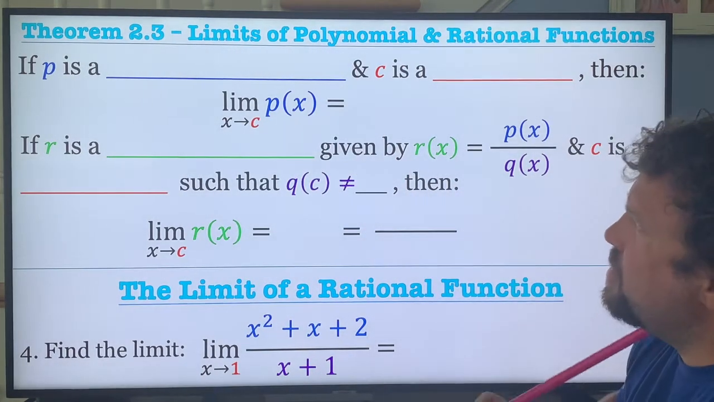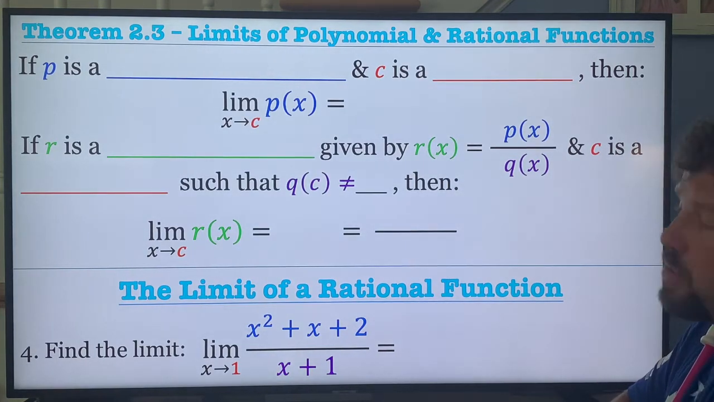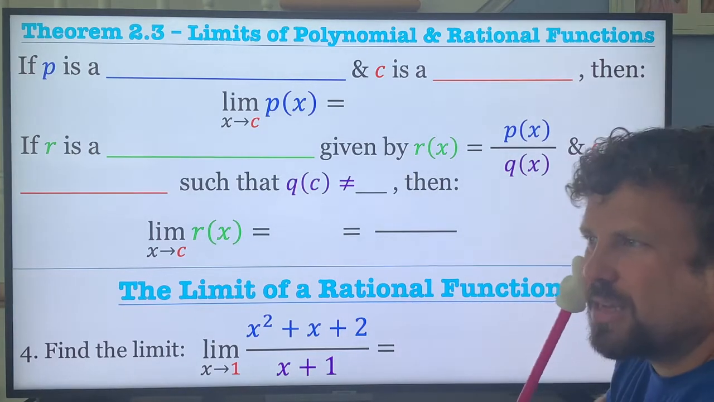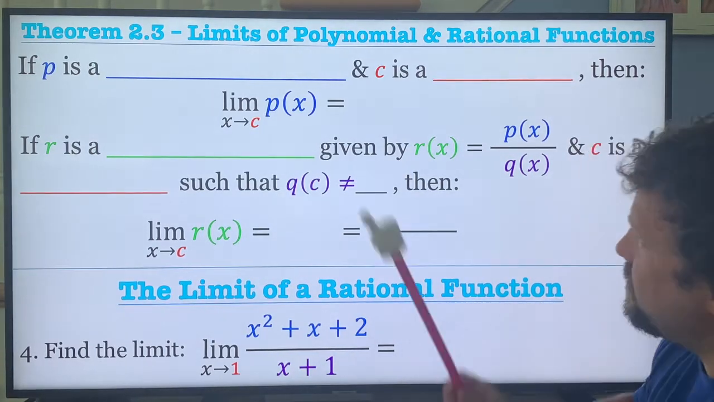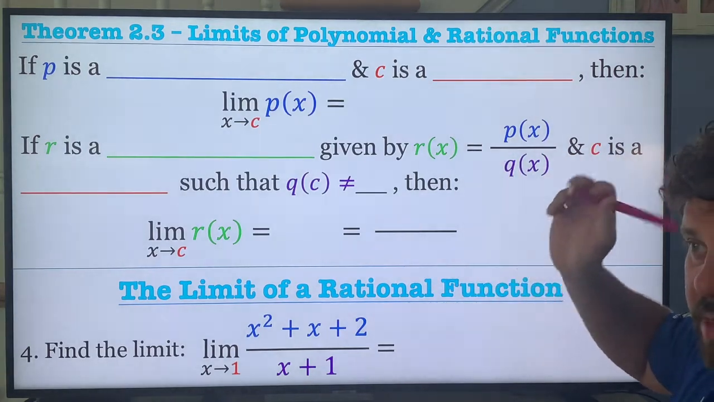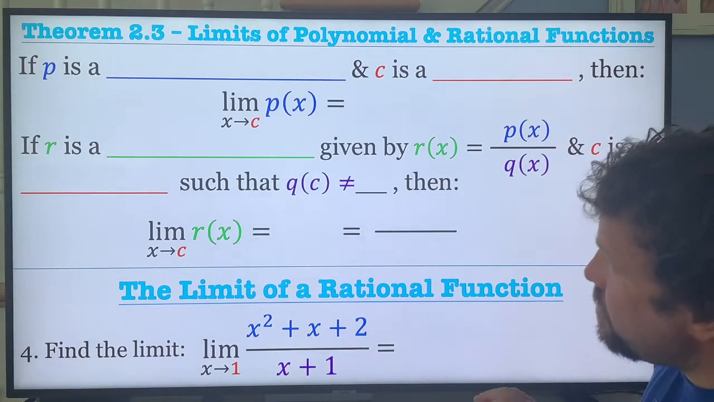Always good to have theorems. Theorem 2.3, the limits of polynomial and rational functions. Polynomials, that's the word I was thinking of the other day. Polynomials are when you raise variables to powers. Rationals are pretty much fractions.